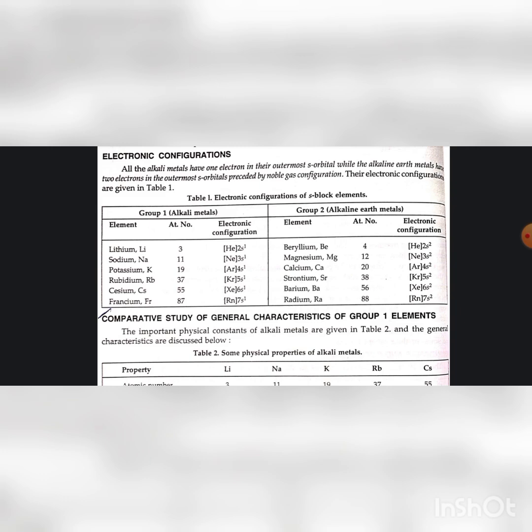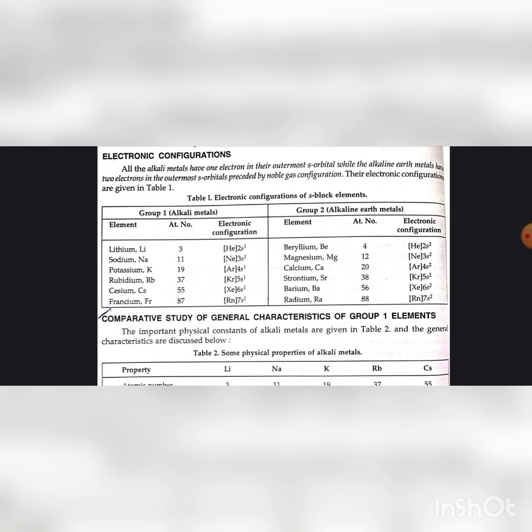Element beryllium Be, atomic number 4, electronic configuration [He] 2s2. These are alkaline earth metals. Magnesium Mg 12, [Ne] 3s2. Calcium Ca, atomic number 20, electronic configuration [Ar] 4s2. Element strontium Sr, atomic number 38, electronic configuration [Kr] 5s2. Barium Ba, atomic number 56, electronic configuration [Xe] 6s2. Element radium Ra, atomic number 88, electronic configuration [Rn] 7s2.